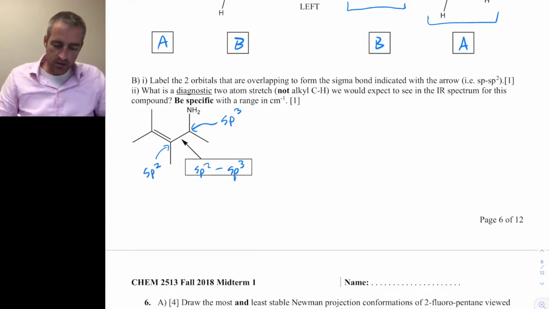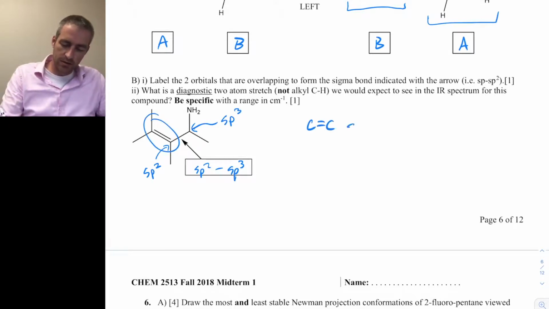This carbon is sp2. So this would be an sp2, sp3 overlap. What is a diagnostic 2-atom stretch, not alkyl CH, that we would expect to see in the IR spectrum for this compound? Be specific in a range in centimeters to the -1. So one at least might be a carbon-carbon double bond. CC double bond stretch, and it comes around like 1650 centimeters to the -1.